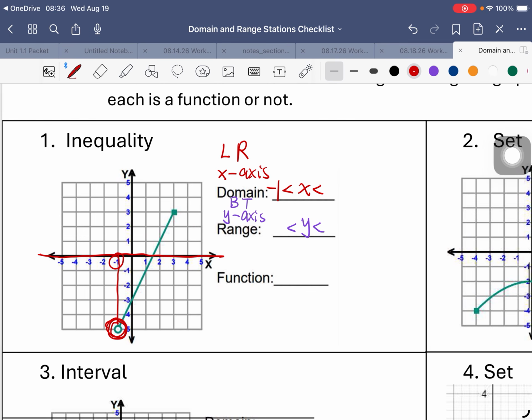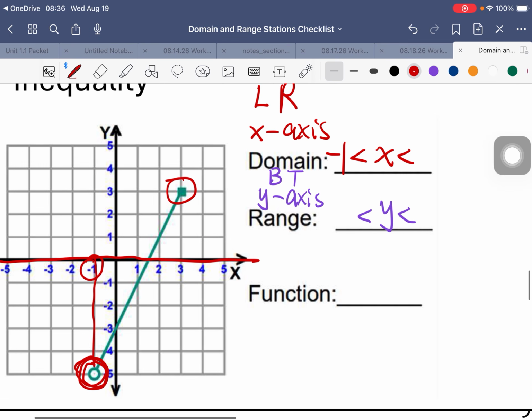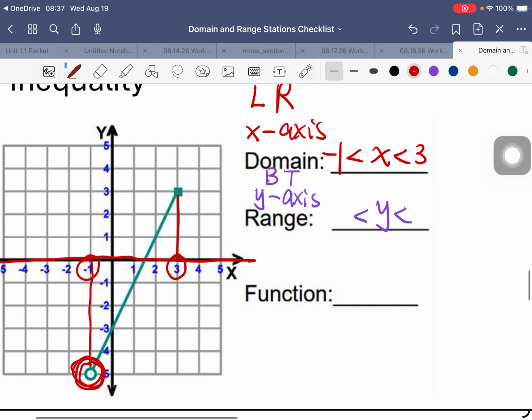Now let's look at the most right point for the domain. I draw a line to touch the x-axis, and I got the biggest x value is 3. But this time, since this is a closed circle, I have to put an equal sign for 3. Now let's look at range.